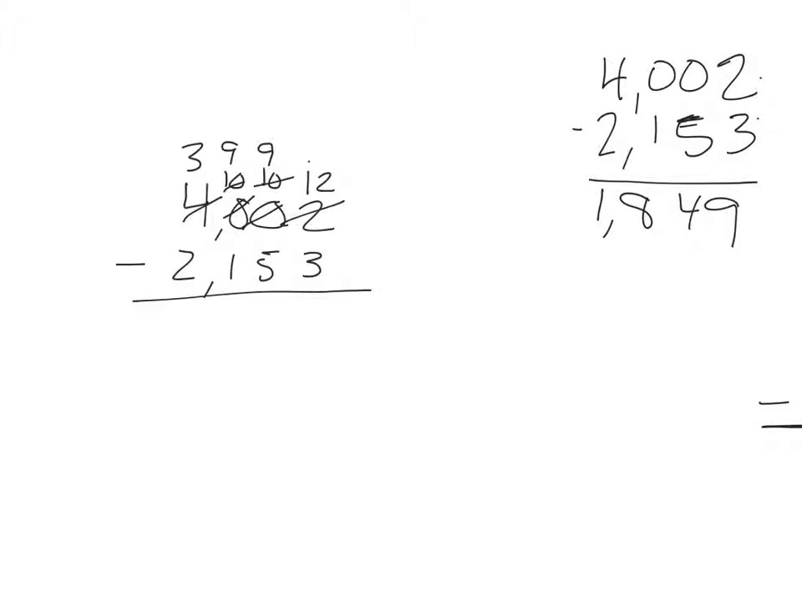And now I can subtract. 12 minus 3 is 9. 9 minus 5 is 4. 9 minus 1 is 8. And 3 minus 2 is 1. So as you can see, I get the same answer.